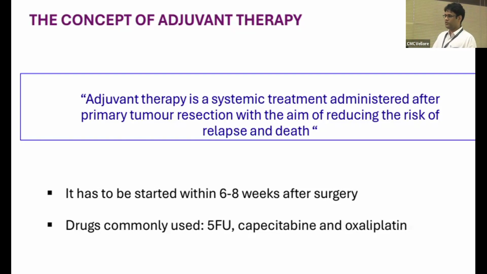So after surgery, if you find the patient's risk is high, we would offer them adjuvant chemotherapy with Folfox or Capox. Is that clear? If you have questions, stop me, otherwise you'll get lost. Any questions so far?